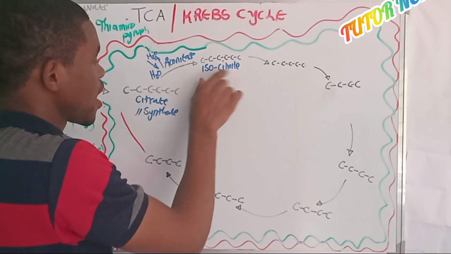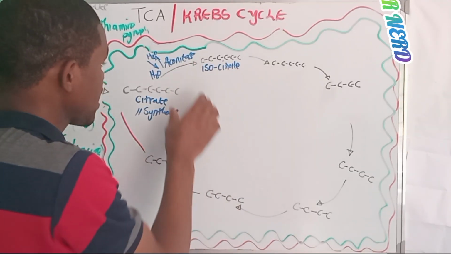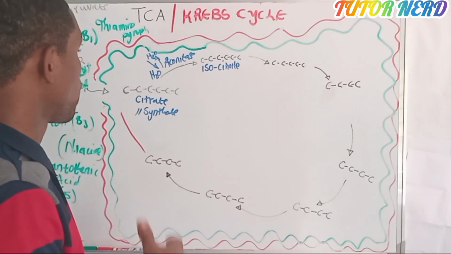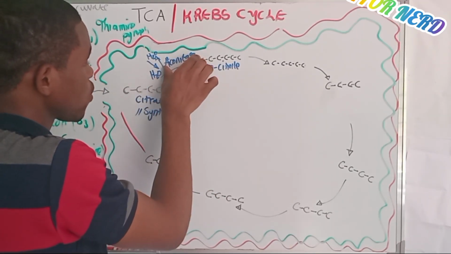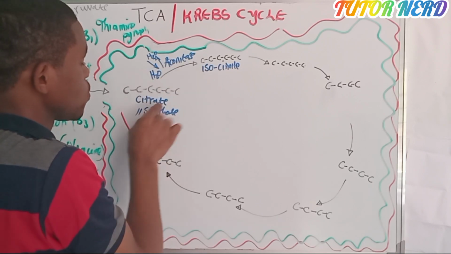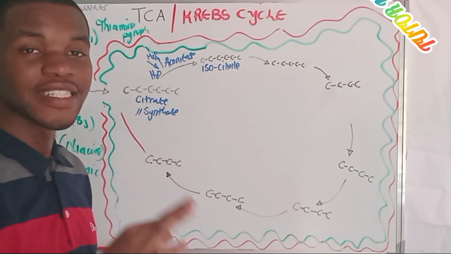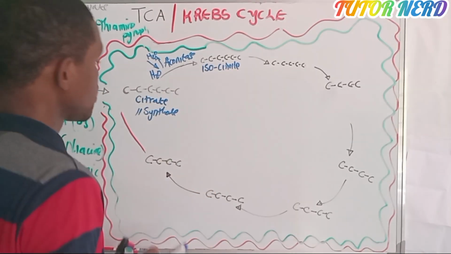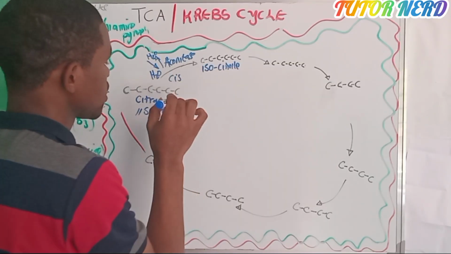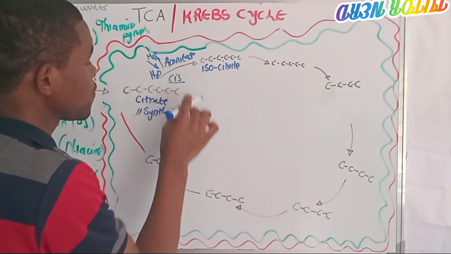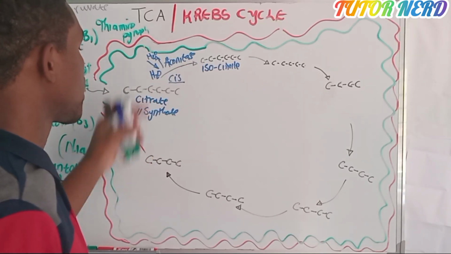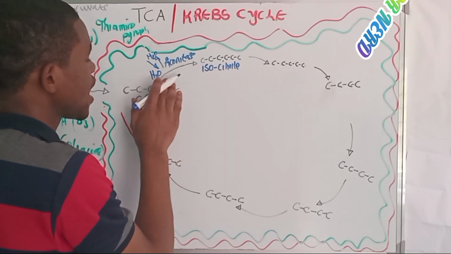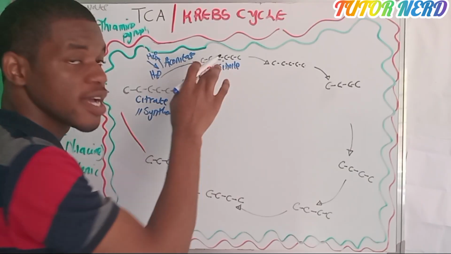Converting citrate to isocitrate. So here is actually a hidden process that happens. The moment aconitase adds water to the citrate, we're going to call it cis-aconitate. Now, this cis-aconitate, after aconitase has removed water, will be converted to isocitrate.